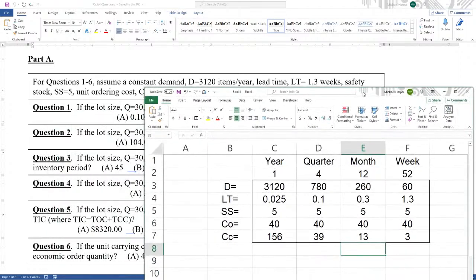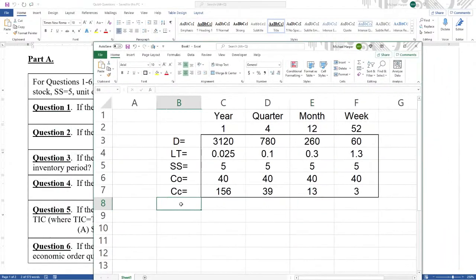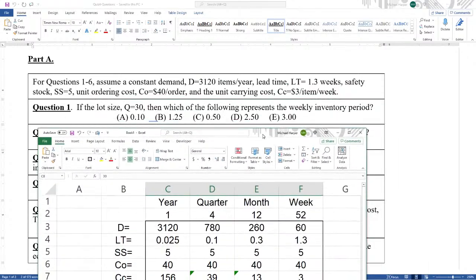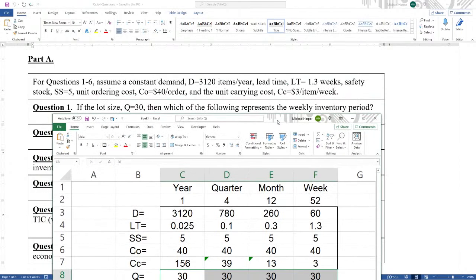Now remember, the Q is 30 here, so let's have Q equals 30. Okay, and let's just bring this all the way over, and we'll box that in because that's going to be the same for pretty much questions 1 through 6. Okay. Now let's go down here and let's just put these in here.